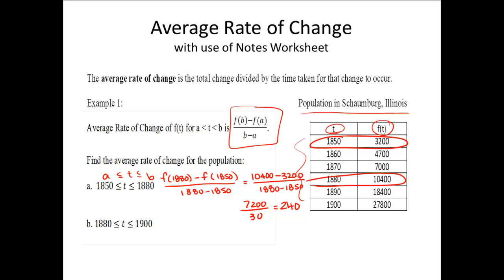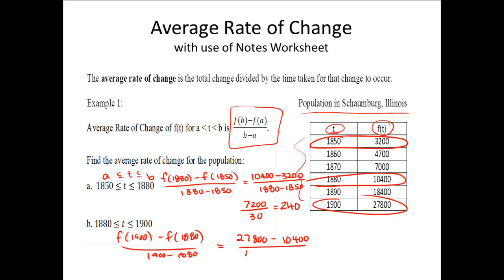From 1880 to 1900. We're going to take a look at those two values. Again, I have f of 1900 minus f of 1880 over 1900 minus 1880. So we get 27,800 minus 10,400 over 1900 minus 1880. Let's do the subtraction. We get 17,400 divided by 20. So our average rate of change over those 20 years is 870 people per year. We should label that people per year.